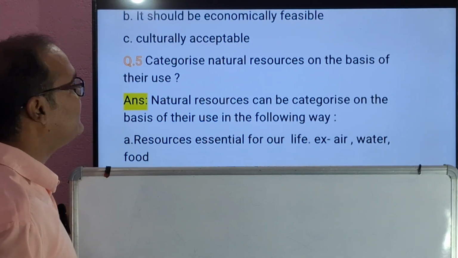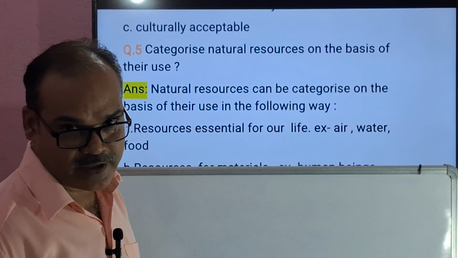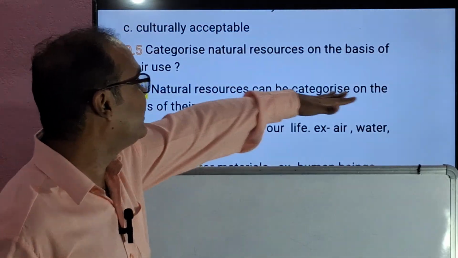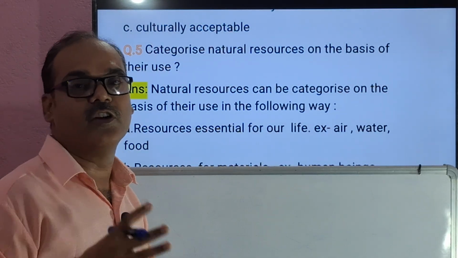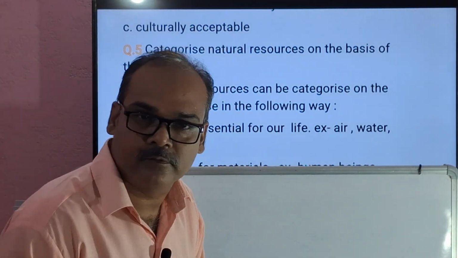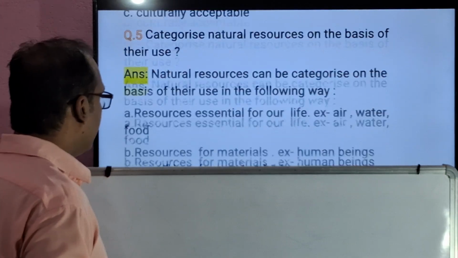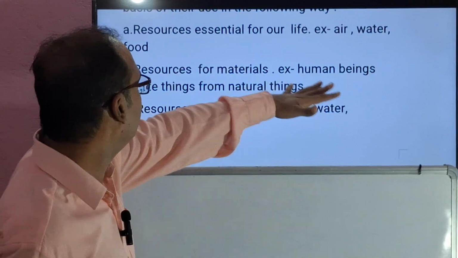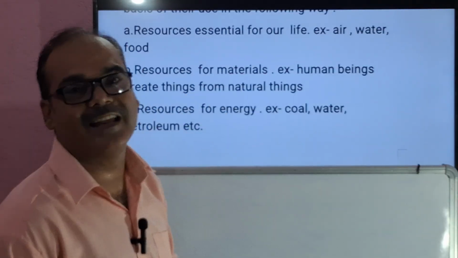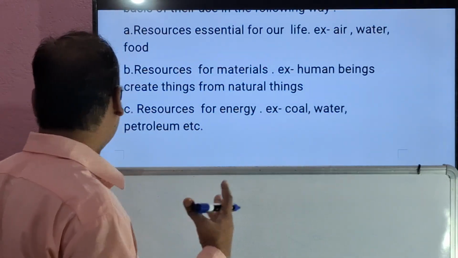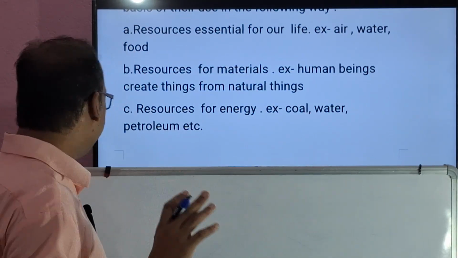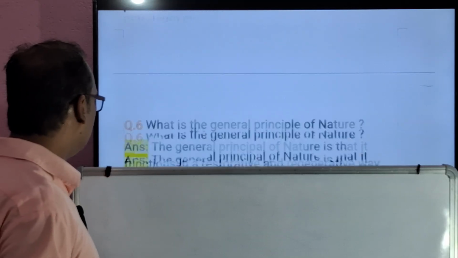Next, categorize natural resources on the basis of their use. Got it? On the basis of their use. Natural resources can be categorized on the basis of their use in the following way. Resources essential for our life: air, water, food. First point. Second, resources for materials. For example, human beings create things from natural things. Next, third point, resources for energy: solar energy, wind energy, water energy. Then we have coal, petroleum, etc. Now let's move to the next question.